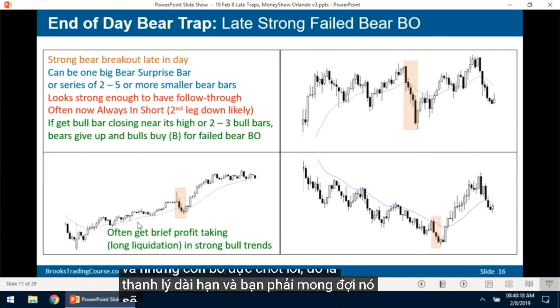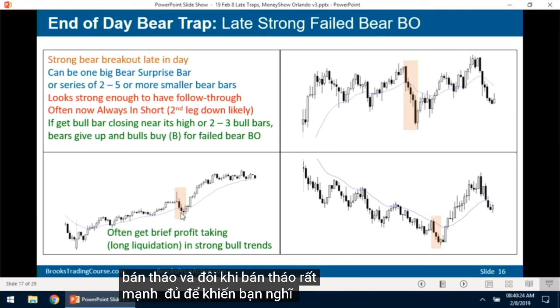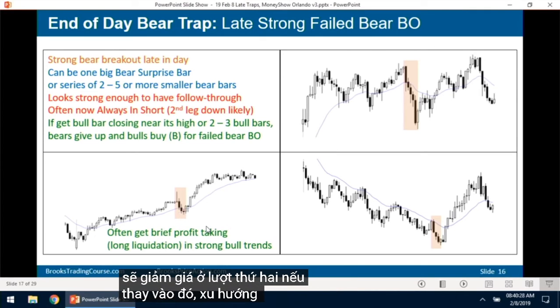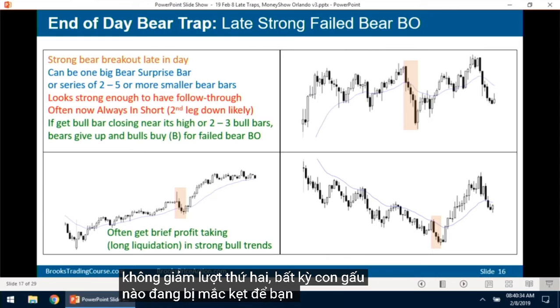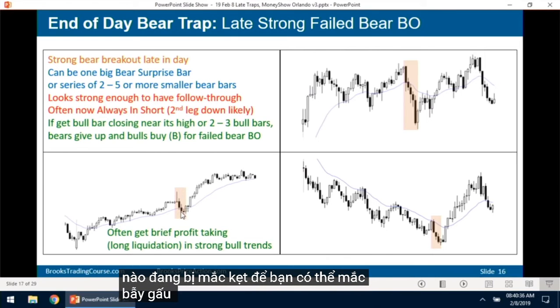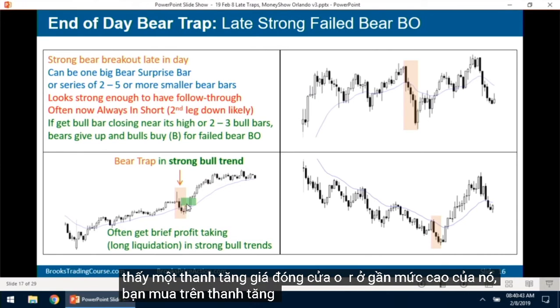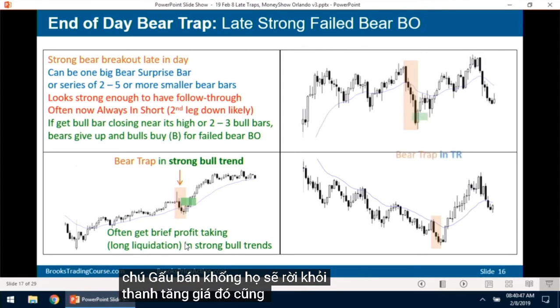And you have to expect it. There's going to be some profit taking in every bull trend, and it creates a sell-off. And sometimes the sell-off is strong enough to make you think you're going to get a second leg down. If instead the bull trend resumes and you don't get the second leg down, any bears who short are trapped. So you can get a bear trap in a bull trend, and if you see a bull bar closing on or near its high, you buy above the bull bar, and the bears who did short, they'll get out above that bull bar as well.